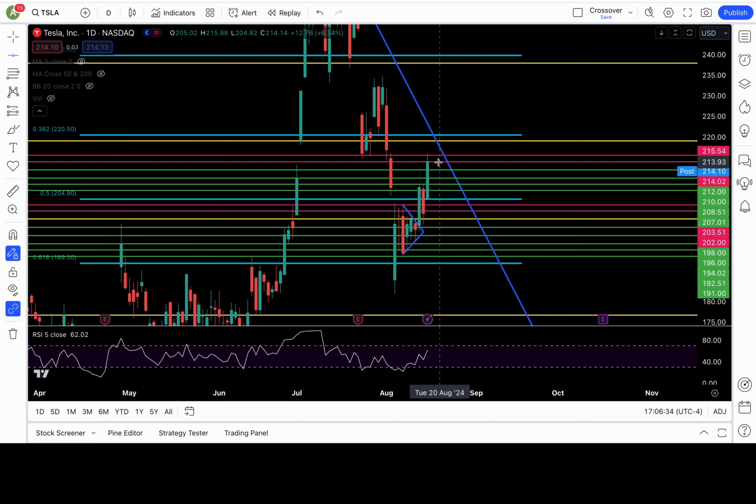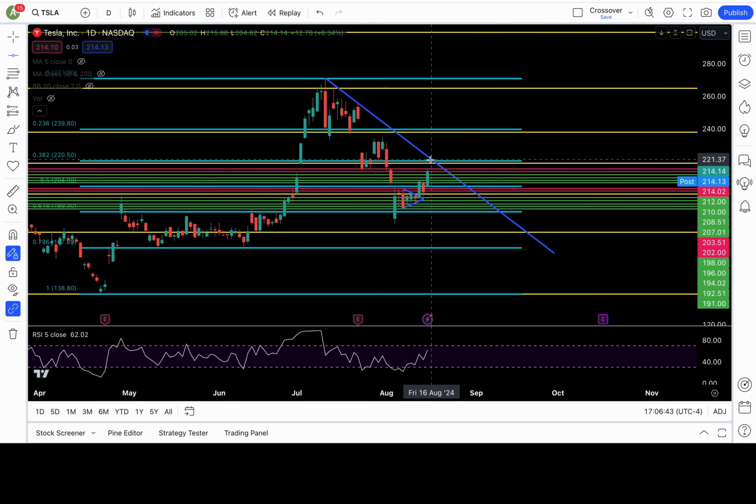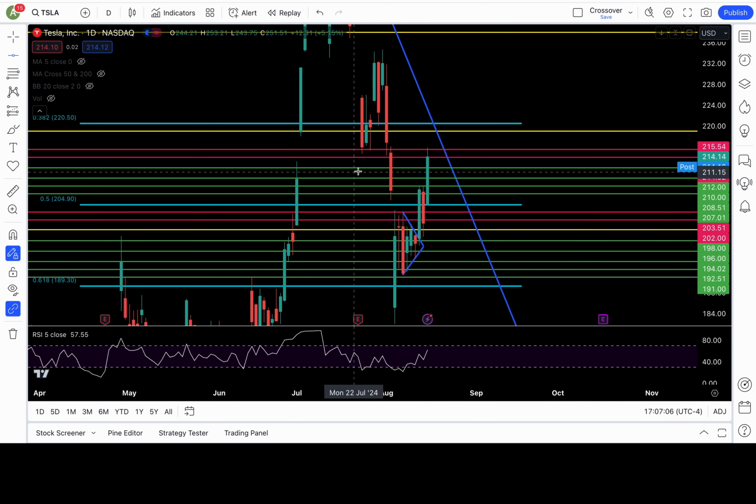Now, from here, if we clear 214 and 215.5, bullish. I'm watching that downtrend line, the blue downtrend line. We could possibly go test it. That would take Tesla up to the next fib level at 220.5, and then the trend line's at 222. If those levels get tested, we'll see if bears will step up there. But it's only possible to test if we clear 214 and 215.5. If we break back below 212 and 210, we could backtest 208.5. Now remember, the mother candle high was 208.5. So if we break back below that level, that's a false breakout. And false breakouts are bearish.